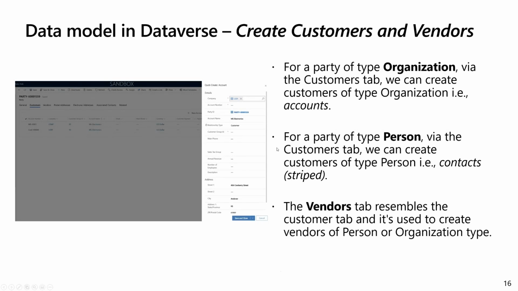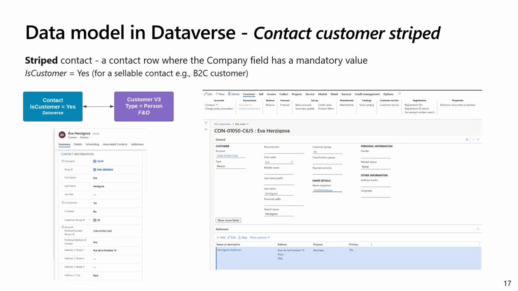Let's discuss next in more detail the process for creating customers and vendors of type person in Dataverse and see how these records land in FNO. Now, a customer of type person will be created from the contact table. There are two ways to do this. We can create either the party record first and then from the customers tab create the contact record using the quick create form, or we can create the contact directly from the normal entry in the sitemap using the usual form. When creating the contact for a customer, we should be able to set the is customer flag to yes.